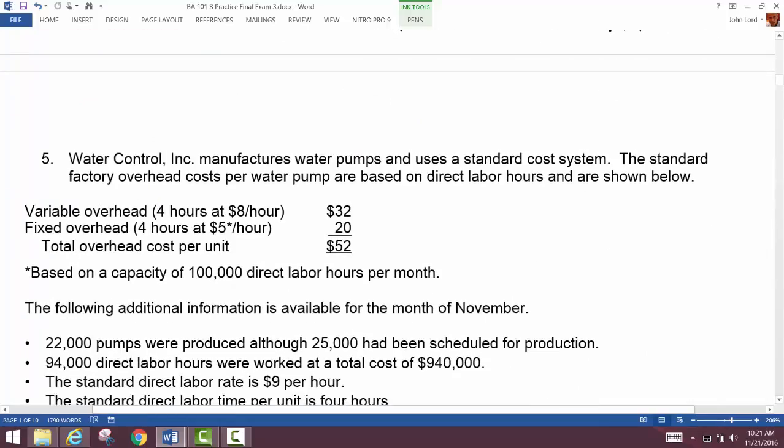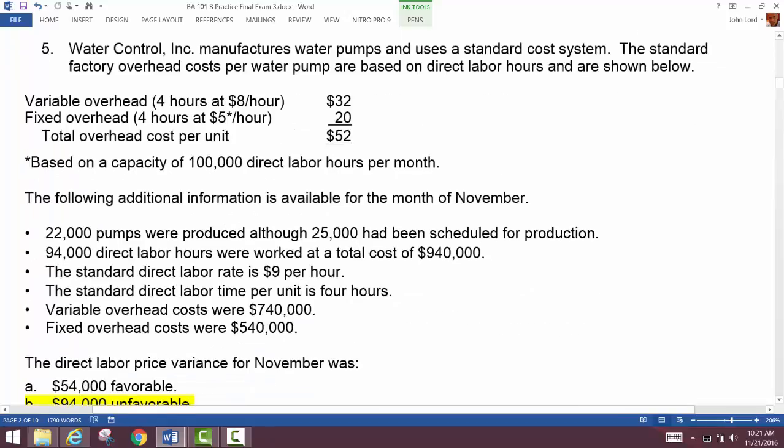Let's take a look at this Water Control Inc. And we're looking for direct labor price variance first. Same thing as rate variance. So it's going to be what? It's going to be the actual hours times the standard rate minus the actual rate, right? Okay, so I start to look here.